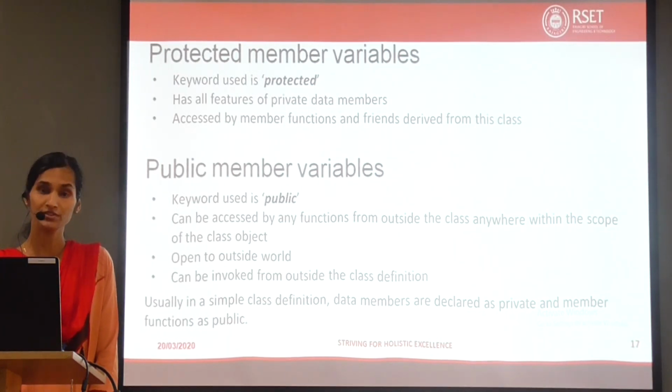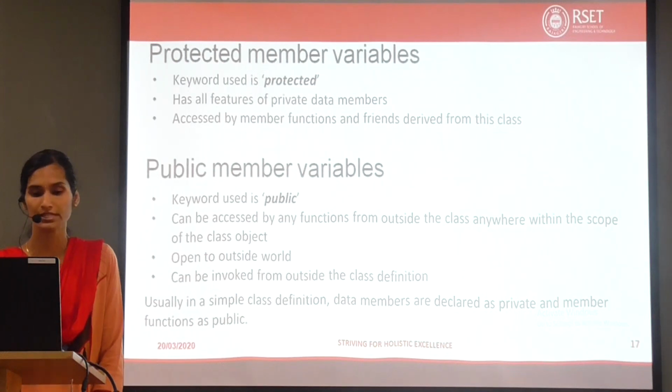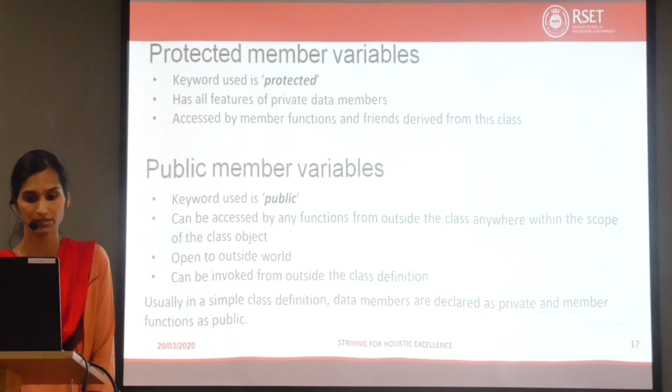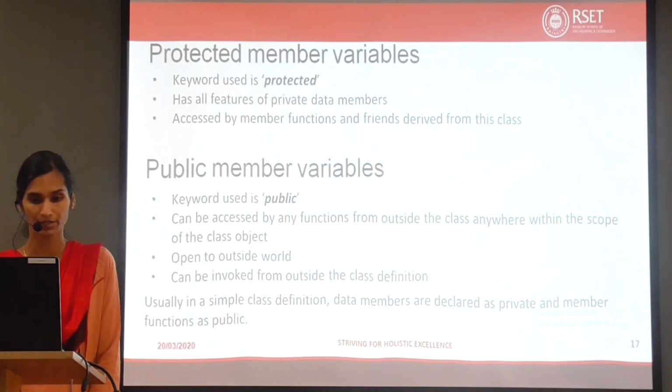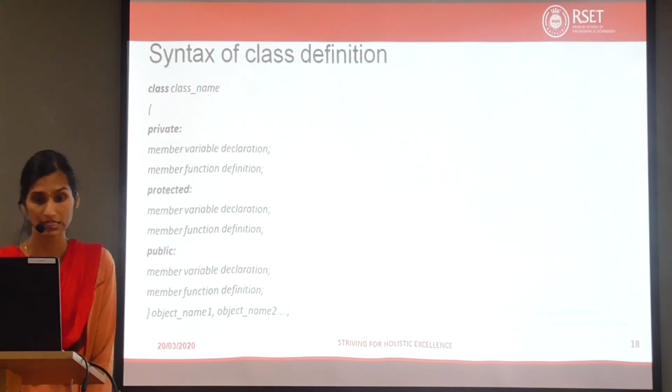Public members, as we usually say for global functions, we call it global, just like global functions. They are accessed throughout the functions of any other within the scope of the class object, and it is open to the outside world. Now let us see an example of a class.